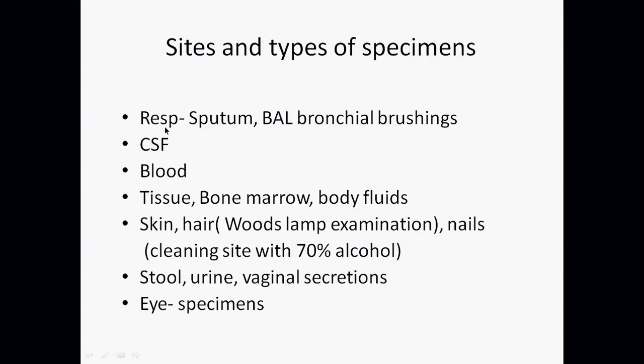Now in respiratory infections, you can collect sputum, bronchoalveolar lavage or bronchial brushing. For CNS infections, you have to collect the CSF sample. Suppose it is a systemic infection and the fungus can be isolated from blood, then a blood sample can be collected. Various other samples like tissue, bone marrow and different body fluids can be collected.